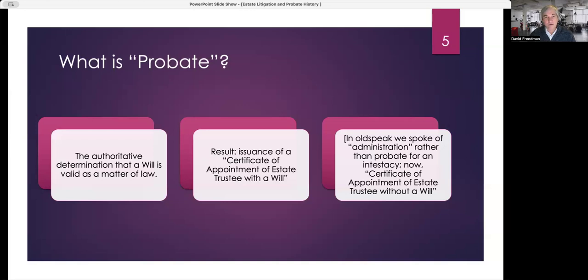Now those terms are used a little bit more loosely, and we don't have different kinds of certificates that are the end result of a successful application where there's a will or where there's not a will. We talk about a certificate of appointment of an estate trustee with a will or without a will.